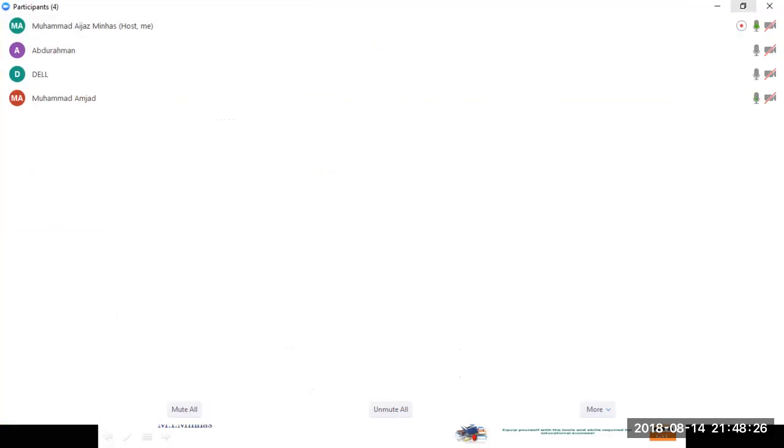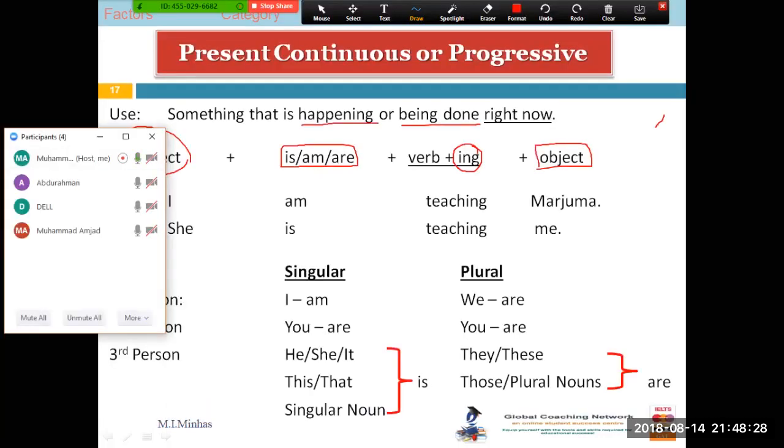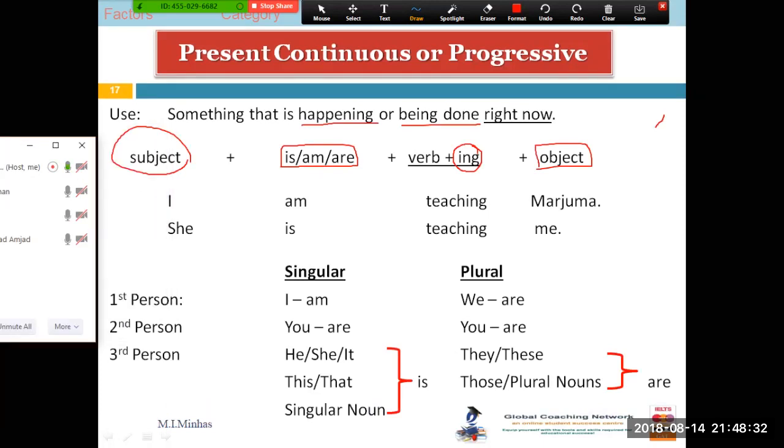So I was just touching this tenses part, just to avail the opportunity that I got. So anyways, please stay with me for 5-10 minutes. We'll talk about tenses and then we'll move back to our lecture. So for present continuous tense, we always use subject, then we have to choose is, am, are, and then verb plus ing, then object.